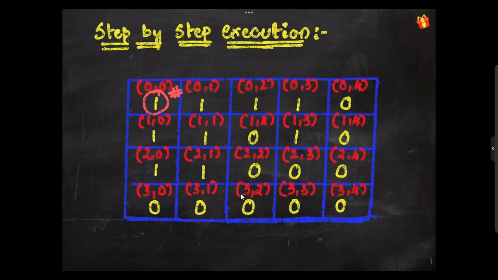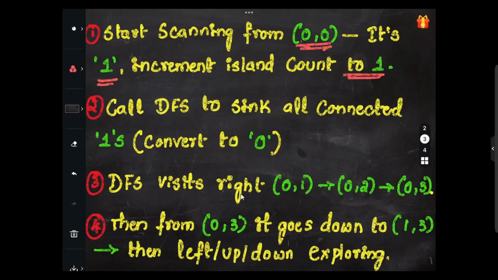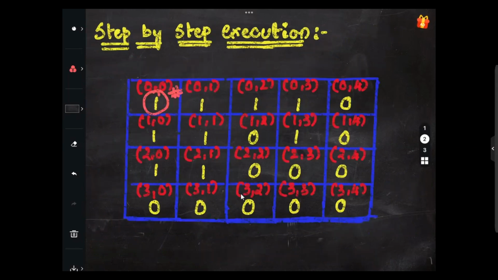So we will increment the count to 1 basically, right? We'll increment the count to 1. This is fine. So we'll call the DFS to sync all the connected ones and then we will convert this one to 0, right? So DFS visits this one, right? 0,1, 0,2 and 0,3 in this case.